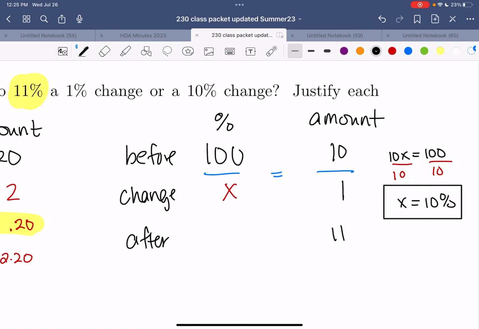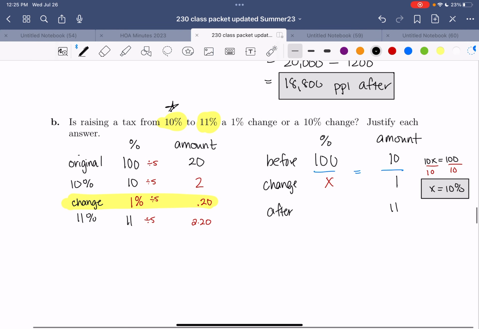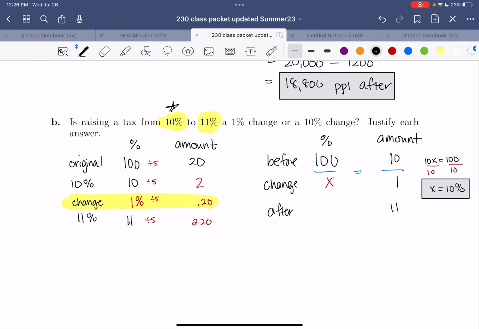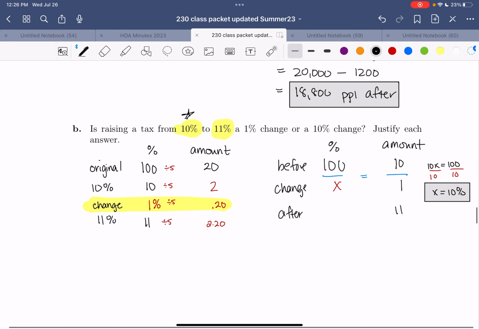Okay, so it has to do with whether you're looking at the 10% as part of the original, which is what we did on the left, or if you're looking at that 10% as the original and you're changing it to 11%. So I know that that can seem a little bit odd, but it is possible.